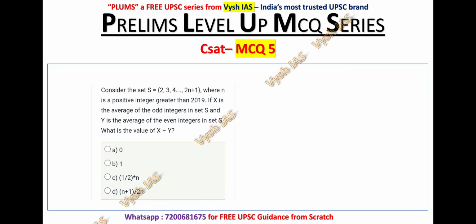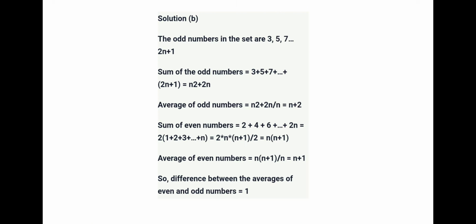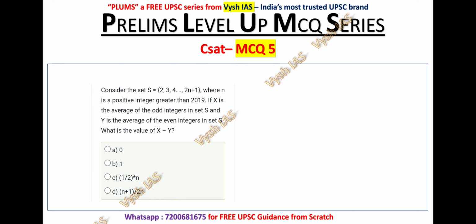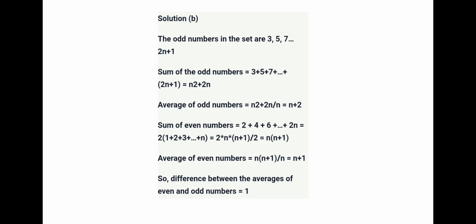Now let's solve MCQ number 5. Consider the set S equal to 2, 3, 4 and so on till 2n plus 1, where n is a positive integer greater than 2019. If x is the average of the odd integers in set S and y is the average of the even integers in set S, what is the value of x minus y? So let's solve. The odd numbers in the set are, if you substitute 1 in the place of n in 2n plus 1, you will get 3. So the first odd number will be 3 and the second odd number will be 5, and so on till 2n plus 1.